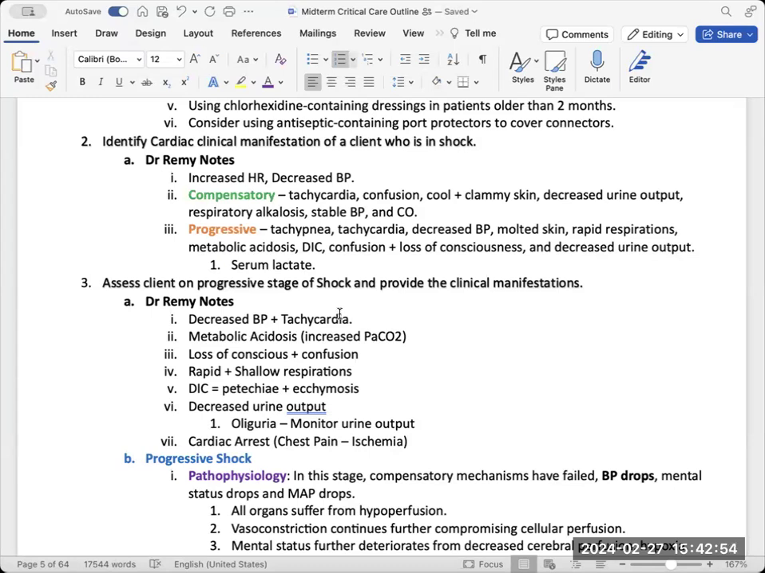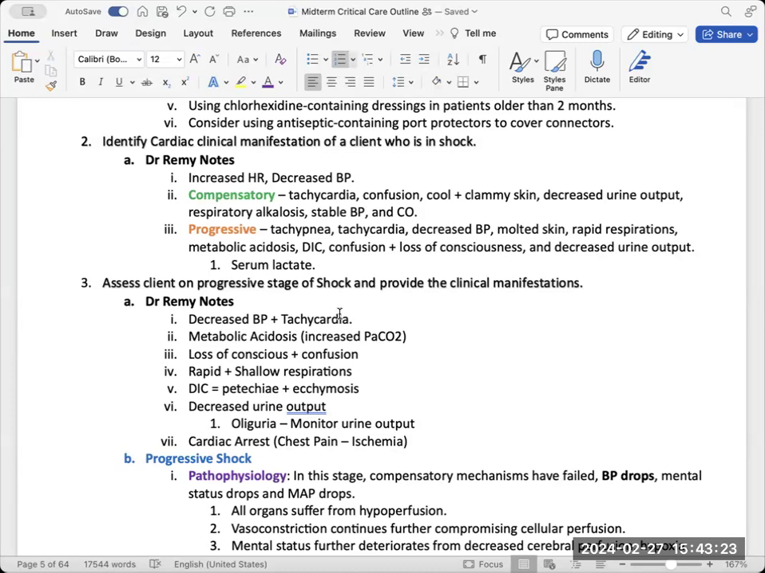If it just were to say, which manifestations would I see in a patient in shock, and it said nothing more than that, I'd be looking for an answer that, because we're talking about cardiac, either says increased heart rate or decreased blood pressure. If we're talking about compensatory stage of shock, we're talking about tachycardia, right? So increased heart rate, but the blood pressure and cardiac output is normal. And that's because the body is compensating for the shock.